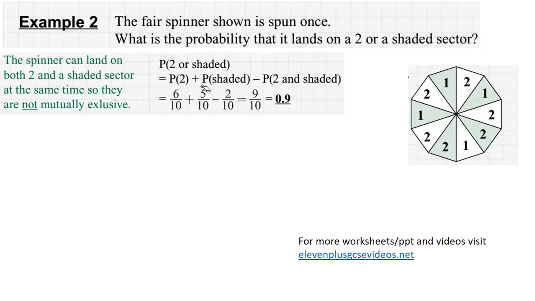And the chance that it's going to land on a shaded area, shaded areas are 1, 2, 3, 4, 5. So 5 over 10. Take away the chance that it's going to land on a 2 with shaded area. Now, 2 shaded, that's 1, and that's 2 there. Okay, so that's going to be 2 out of 10. You take away that common one, and the answer is 0.9. Okay, so that's how to do that question.